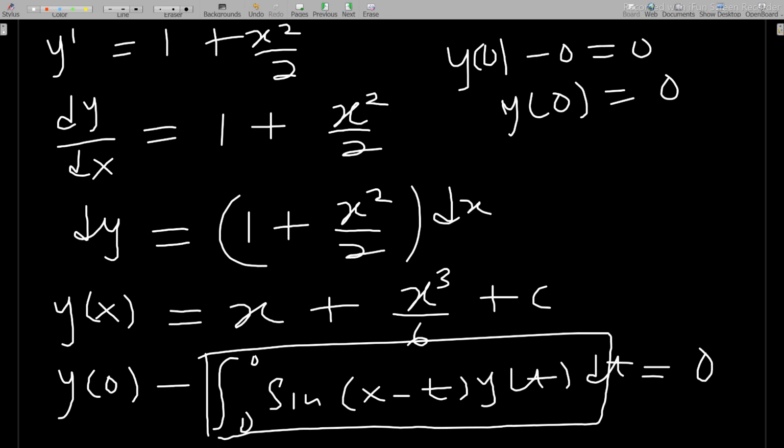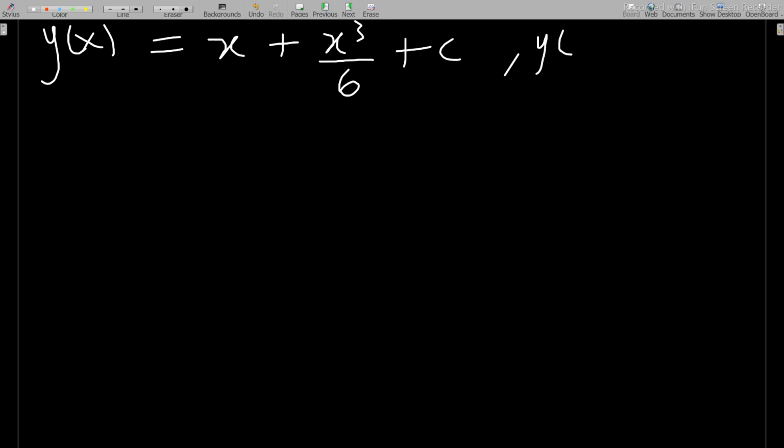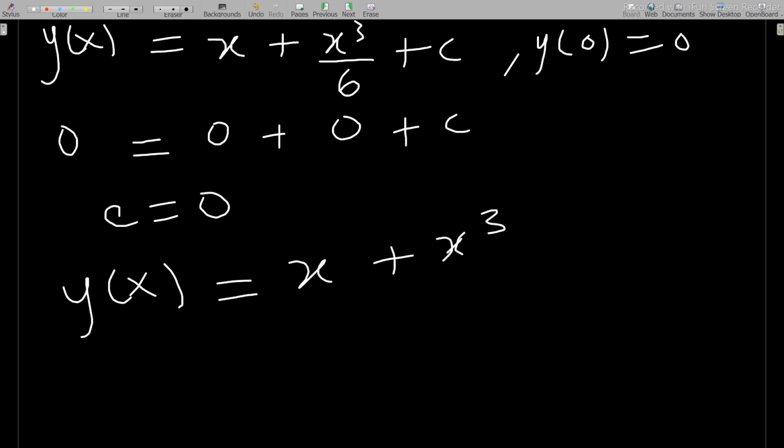So with this we can implement it here. Since we've gotten y of x equal to x plus s cubed over 6 plus c, and you know that y of 0 is equal to 0, we implement it here: 0 is equal to y of 0, so wherever I see x, I put in 0, giving 0 plus c, and c will be equal to 0. So in effect, the whole answer is y of x equals x plus s cubed over 6. I hope you understood everything. So this is the solution to the question.